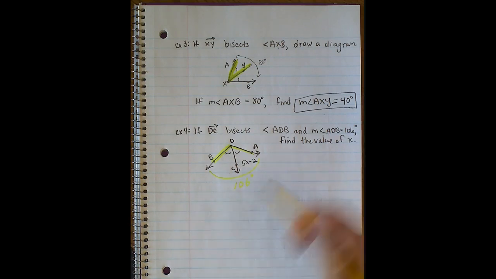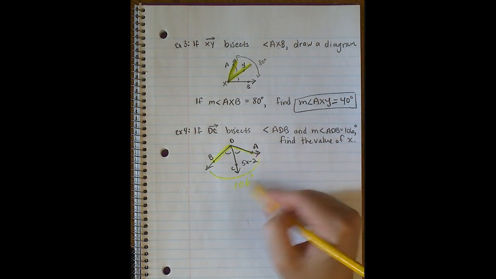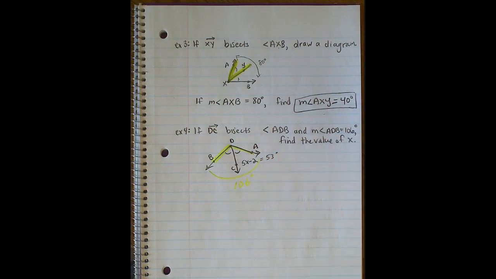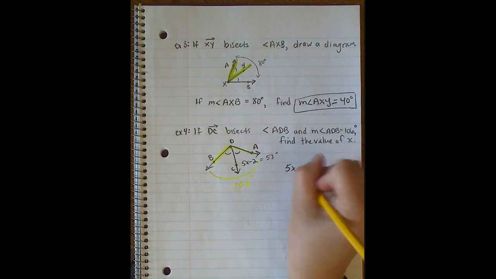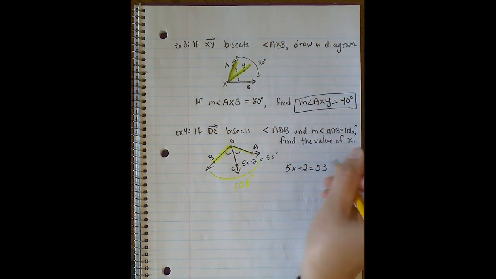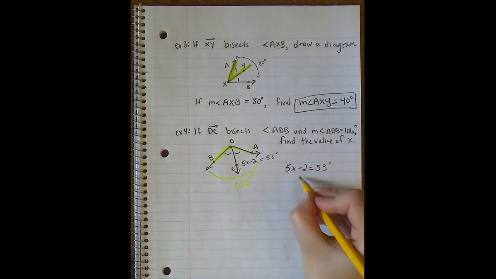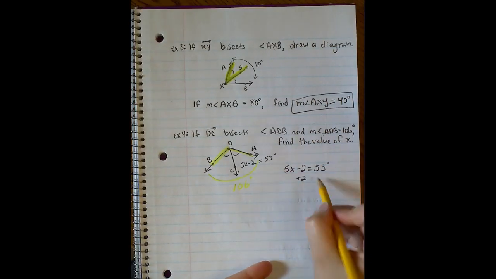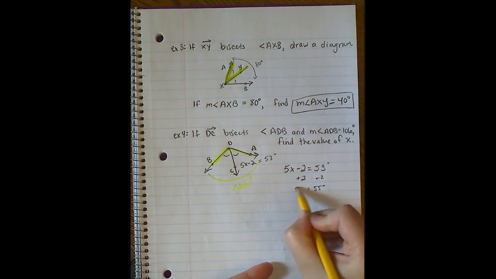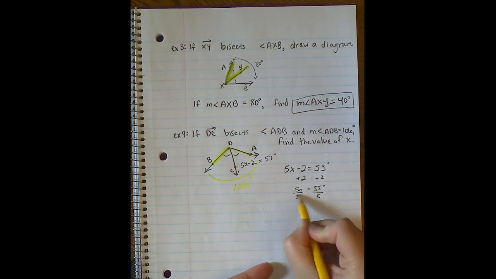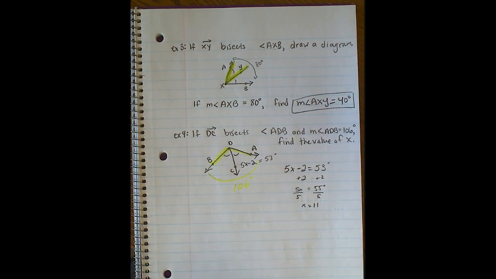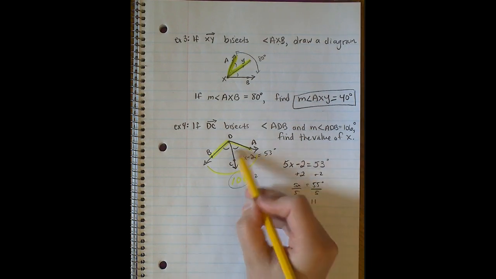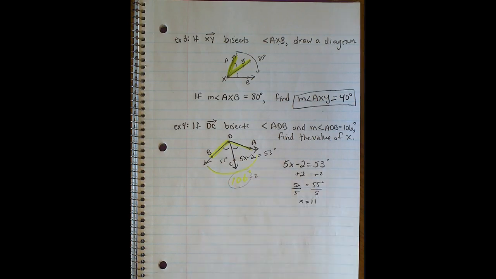So I'm going to think of it like this is half. So if it's half of 106, then it's 53 degrees. So I can set up my equation, and now I can solve for x. So again, the way that I got the 53 is by taking my total and I cut that in half to get each half, since it's a bisector.